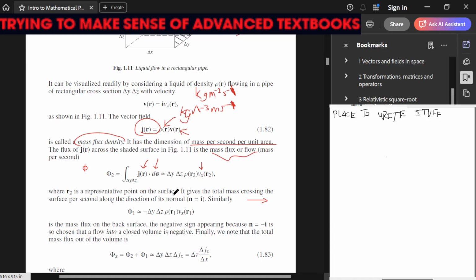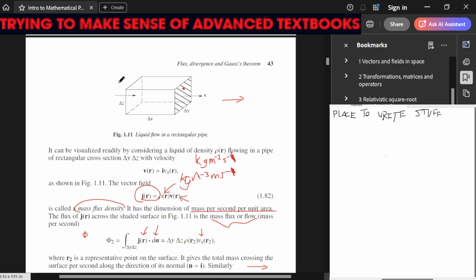Vx. Flux 1. I guess I didn't show it, but maybe this is the flux of 1 and this is the flux of 2.